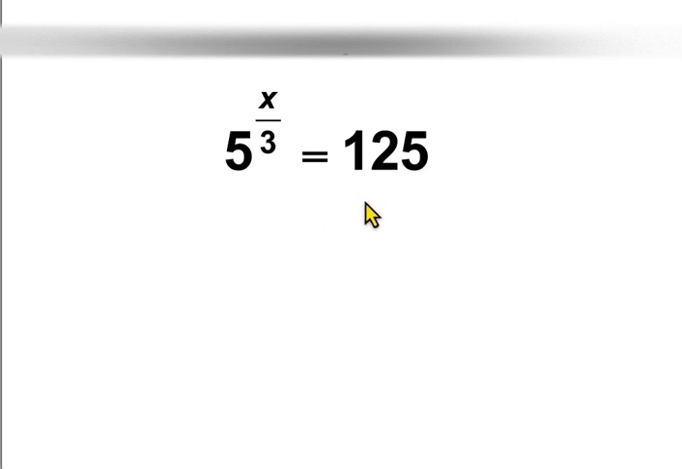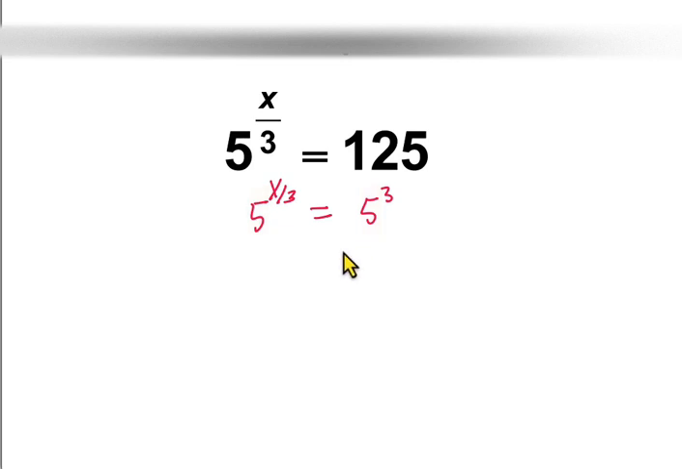125 can be rewritten as 5 cubed. So this changes the equation to 5 to the x thirds equals 5 cubed. Notice that with this form of the equation, both terms have the same base, 5.